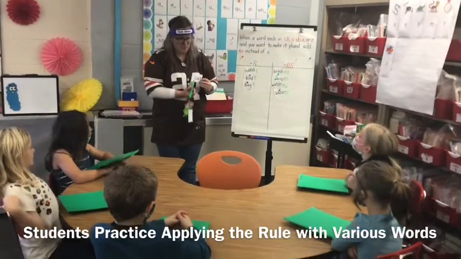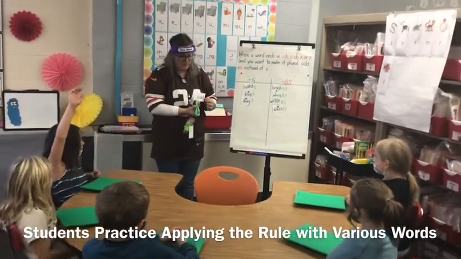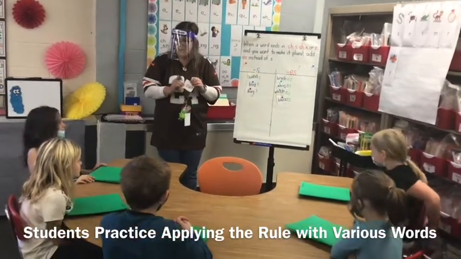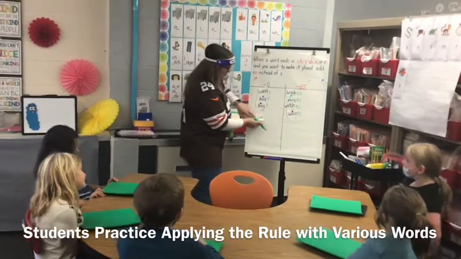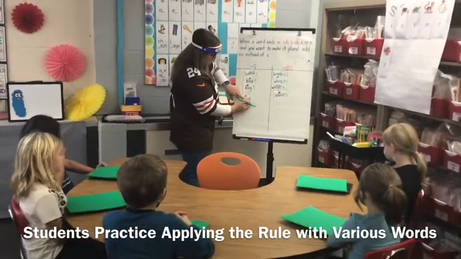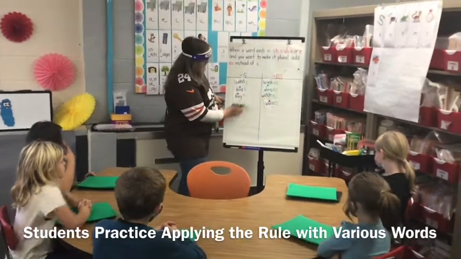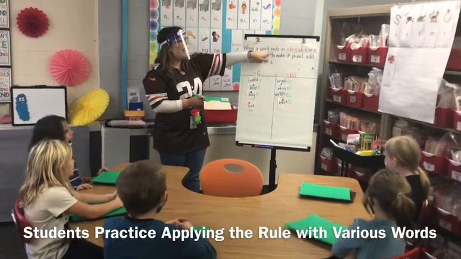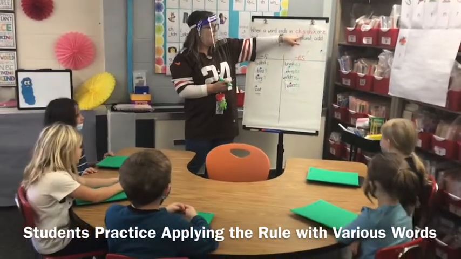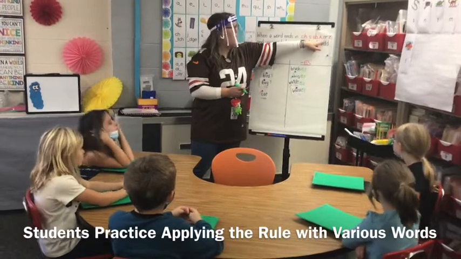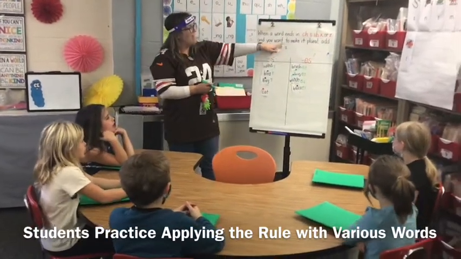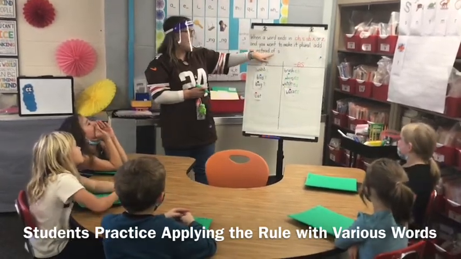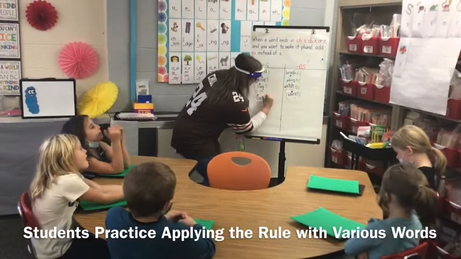Okay, let's do these together. Let's sound it out and blend. Cat. Is cat getting an S or an ES? An S. Emmy, why is it getting an S? Because it doesn't have one of our rules up there. Exactly, it's not in our rule. Let's read it one more time together, please. When a word ends in CH, S, SH, X, or Z, and you want to make it plural, add ES instead of S. Good, so cat gets an S.